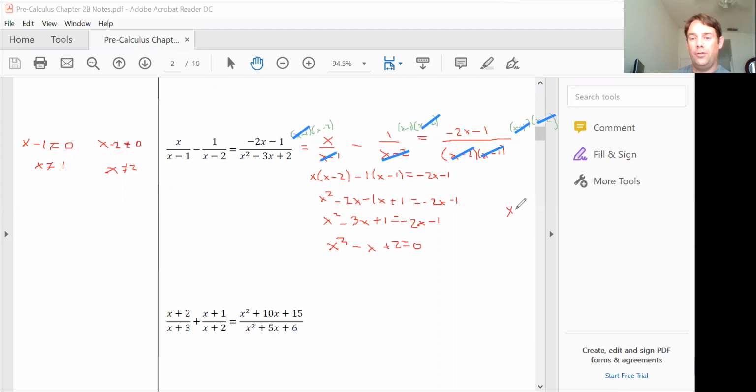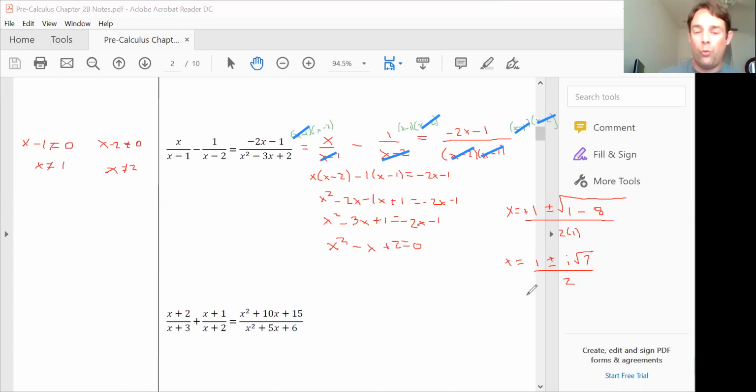So x equals the negative b, so a negative negative 1. That makes that a positive 1, plus or minus the square root of 1 minus 4 times a times c, which would be 8, all over 2a. And we end up with x being equal to 1 plus or minus i root 7, divided by 2.